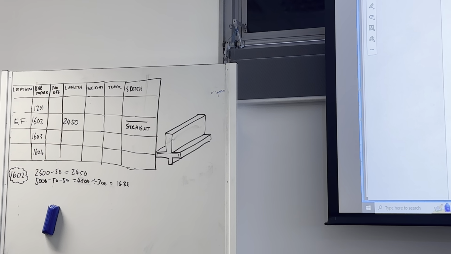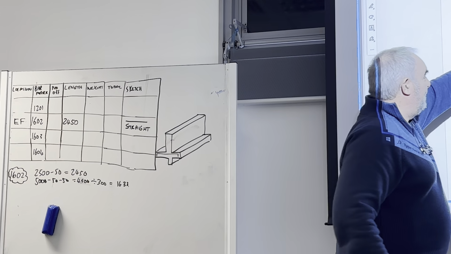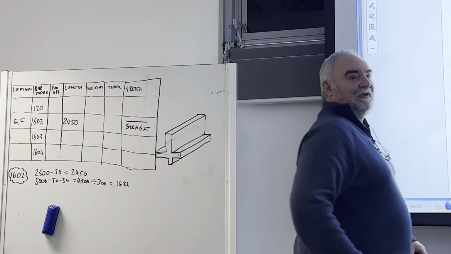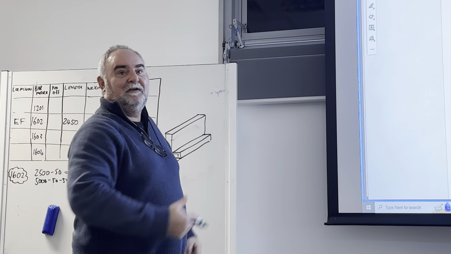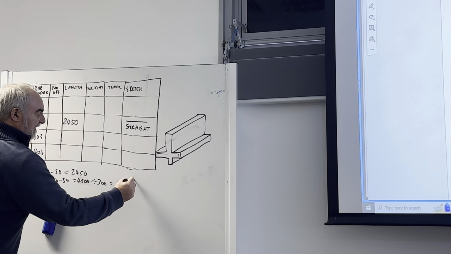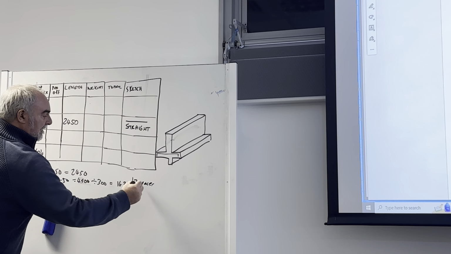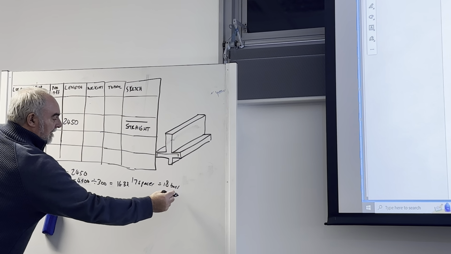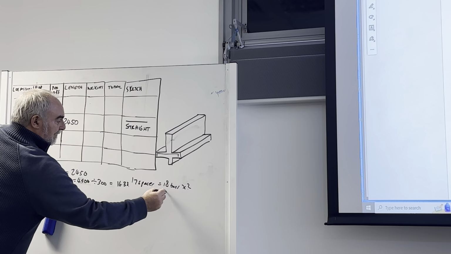17. No, 17 spaces. It's 17 gaps, then 18 bars. 18 bars, times 2, 36 bars. Why times 2? Because there's 2 of them. They go for 5 meters. We've worked out, because of Max at the back, that there is 17 spaces, which means 18 bars. So 17 spaces equals 18 bars, times 2 equals 36 bars.